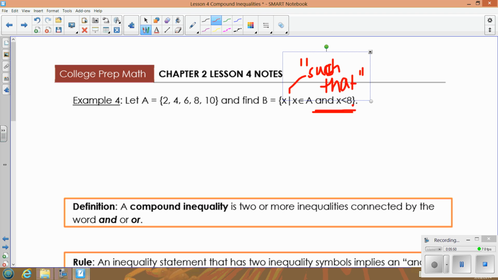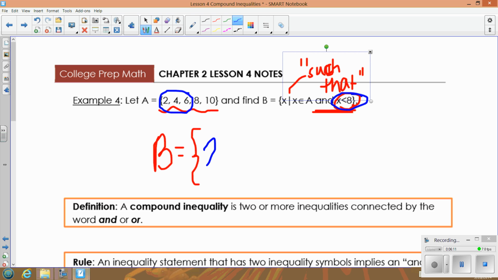So basically this new set B is going to contain all elements from A that are less than 8. So it also has to be less than 8. So basically we know that it has to be a member of A. So looking at A, find all of the numbers that are less than 8. Well, all the numbers less than 8 are 2, 4, and 6 in set A. So your set B is going to contain those 3 elements, and that's it.